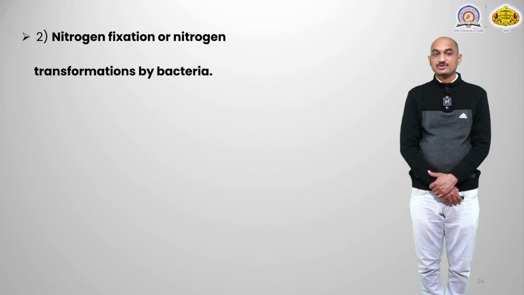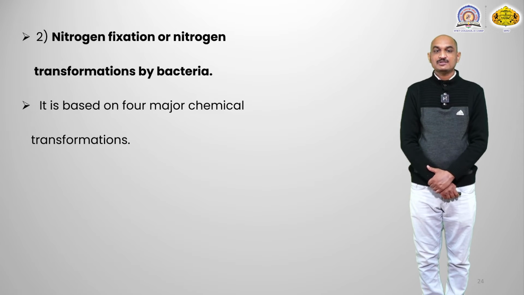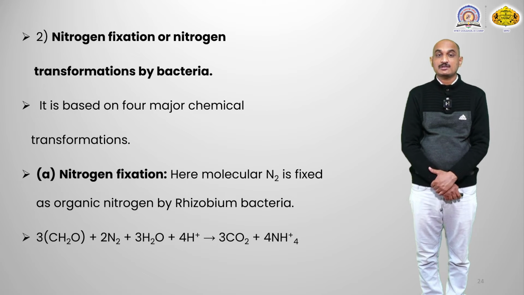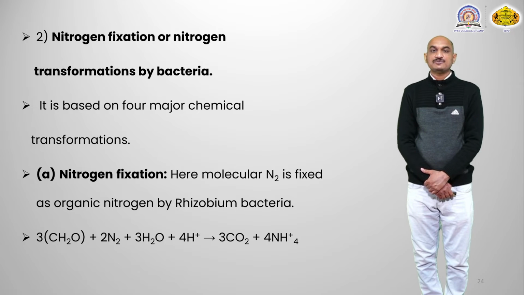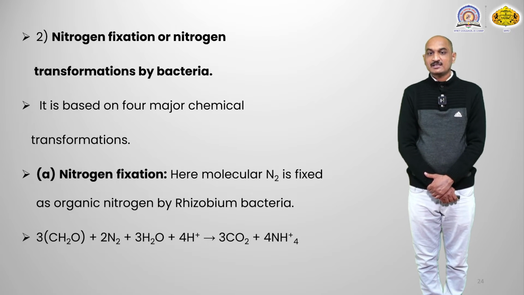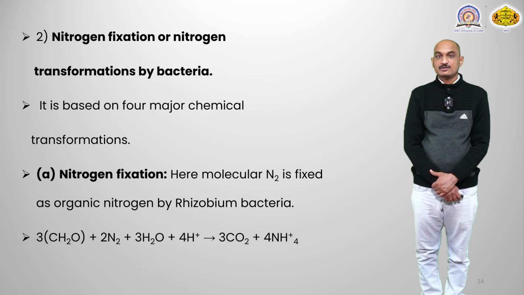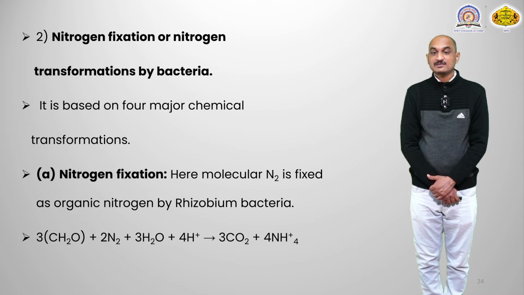The second way of nitrogen fixation is transformation by bacteria. We know that it is based on four major chemical transformations. The first chemical transformation is nitrogen fixation. In nitrogen fixation, the molecular nitrogen is fixed as organic nitrogen by rhizobium bacteria, and this is a reaction of molecular nitrogen fixation into organic nitrogen, that is the formation of carbon dioxide plus 4NH4 plus, that is ammonia.